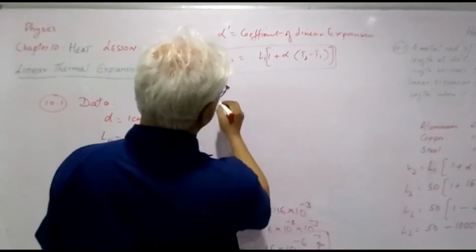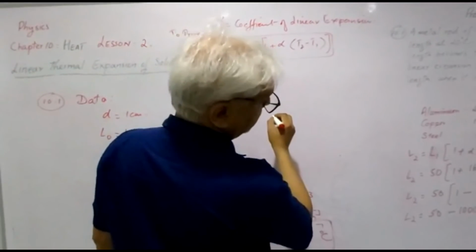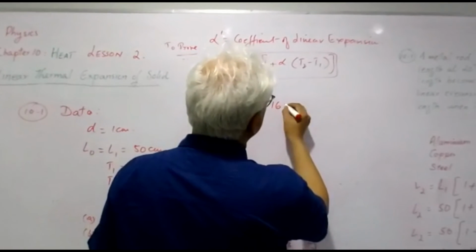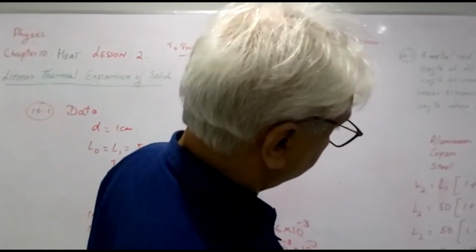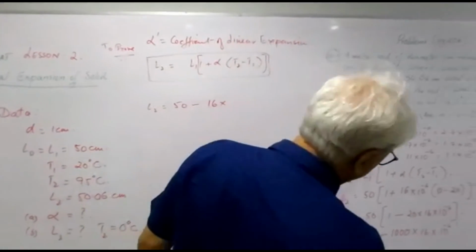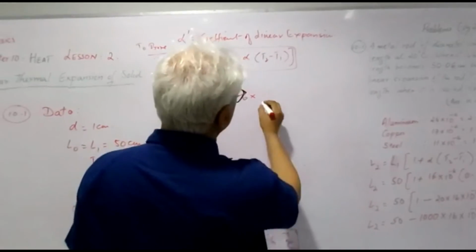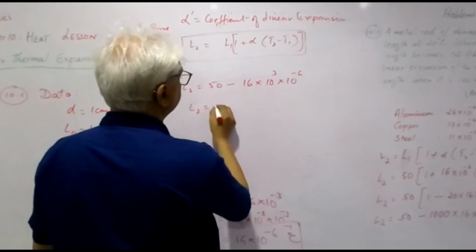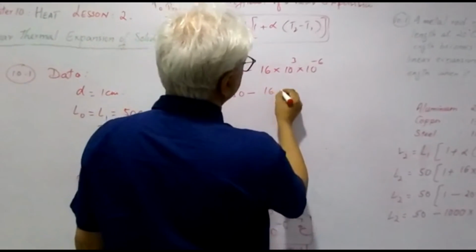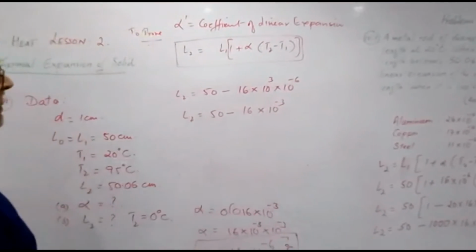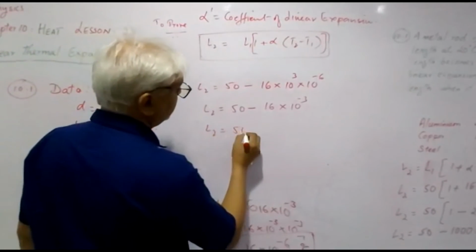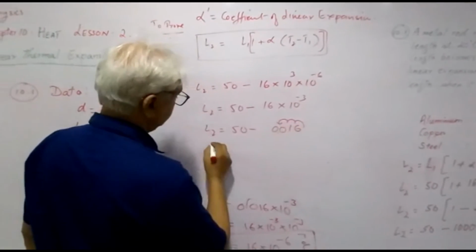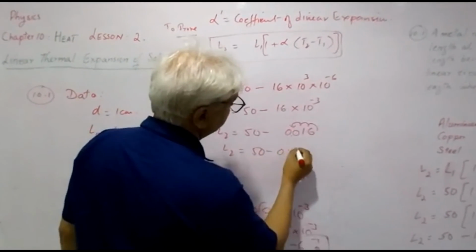So we have L2 is equal to 50 minus 16 into 1000, and 1000 can be written down as 10 to the power of 3, into 10 to the power of minus 6. So L2 is equal to 50 minus 16 into 10 to the power of minus 3. Or I can write it down as L2 is equal to 50 minus 16. We'll have to shift 3 zeros here. So L2 is equal to 50 minus 0.016.